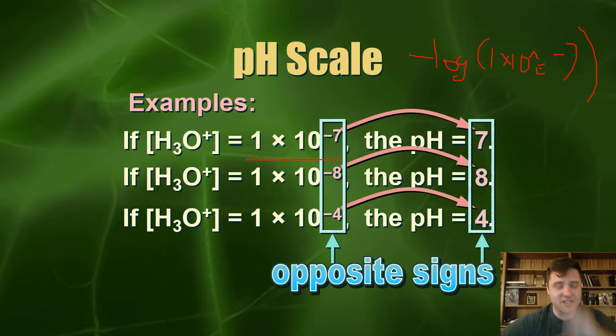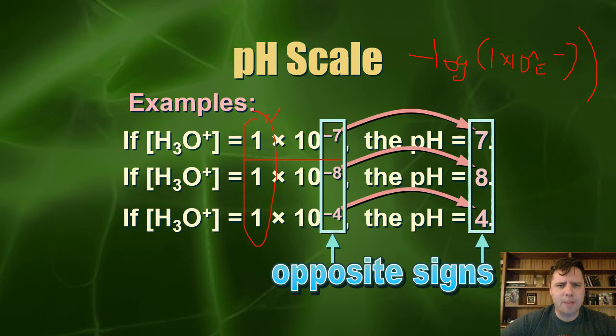So it's just the opposite sign of whatever is on the 10. If this number is a 1, then these are really quick problems to solve. If I ask you for the pH of 1 times 10 to the negative 7, you tell me 7. If it's 1 times 10 to the negative 8, you tell me 8. If it's 1 times 10 to the negative 4, you tell me 4. If it's 1 times 10 to the negative 2, you tell me 2. If I said 1 times 10 to the negative 12, you tell me 12. So those are very, very simple if this base is 1. You don't even need a calculator for any of that.